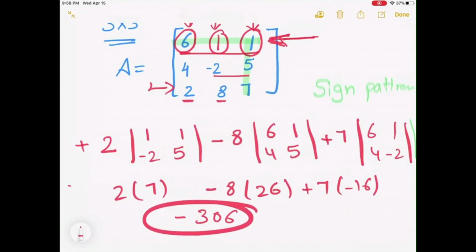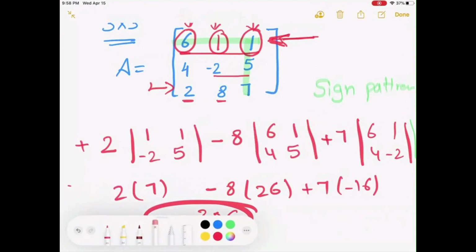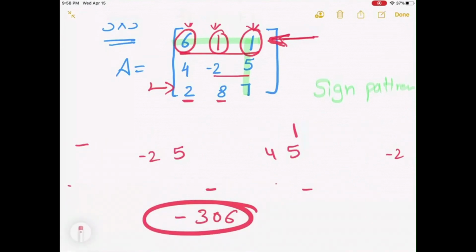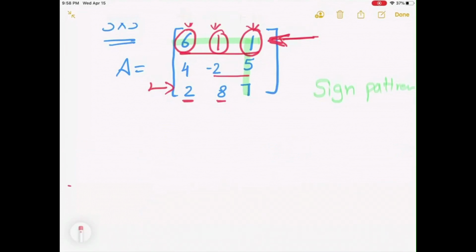Now, the only row I'm left with is the second one. So let's follow the same thing. Let me erase this whole part. So let's see. Let's pick the second row.